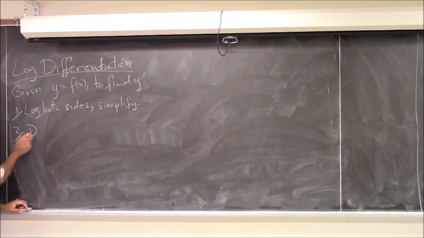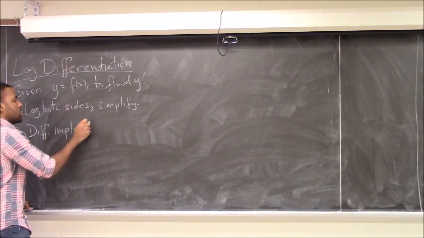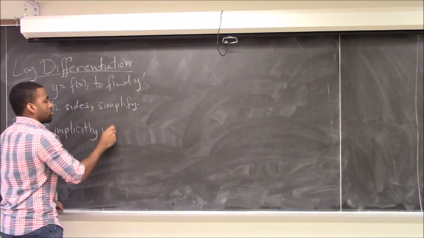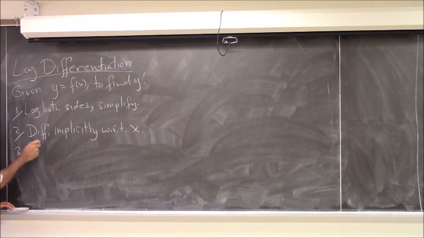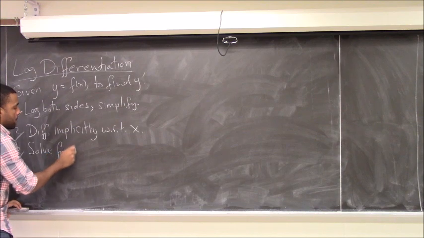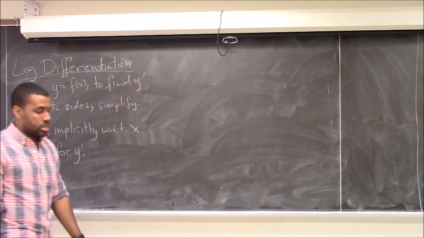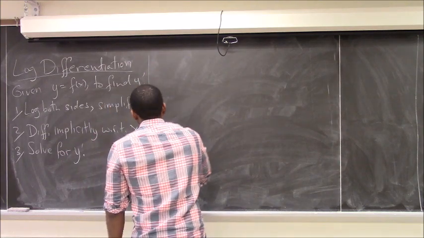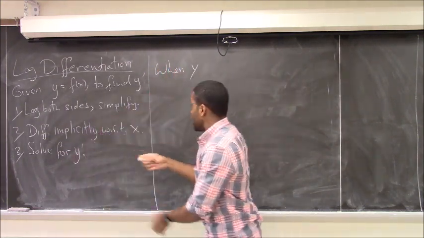Step 2 would be to differentiate implicitly, which we spoke about, with respect to x. And step 3 is just to solve for y prime. We used this method to derive the formulas for the derivative of a to the x. Here's when you want to use log differentiation, because you don't always use it.